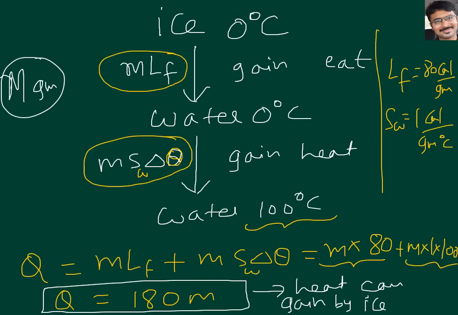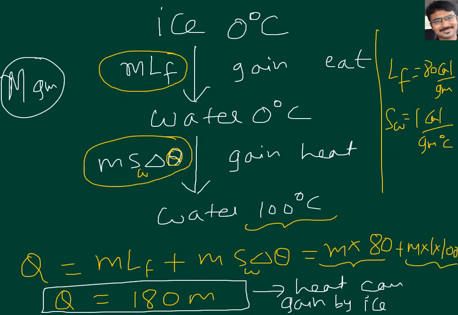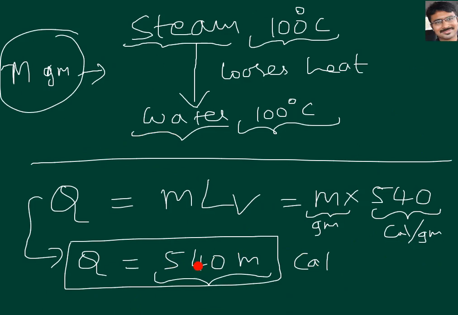Now, if you observe carefully one point: the steam is providing how much? 540 m. How much does ice want? Only 180 m of heat energy. By taking just 180 m, it can reach 100 degrees. But they are telling we can give 540 m. Why do we want 540?